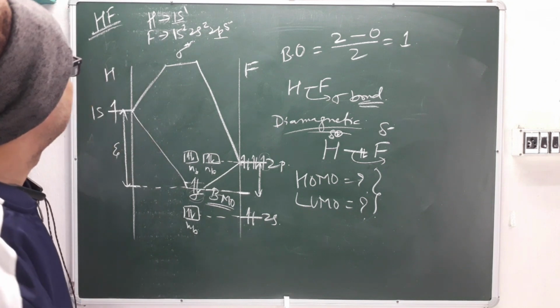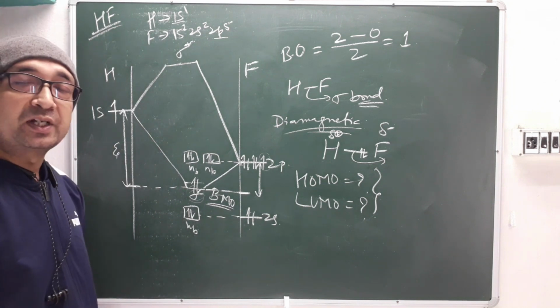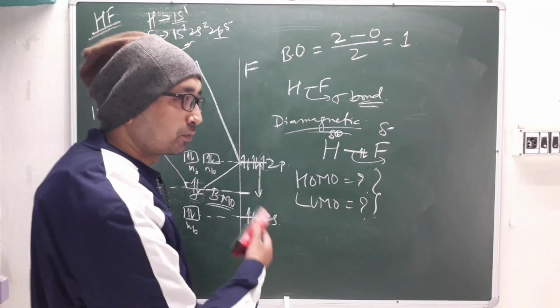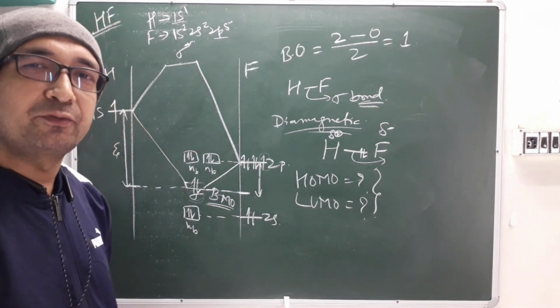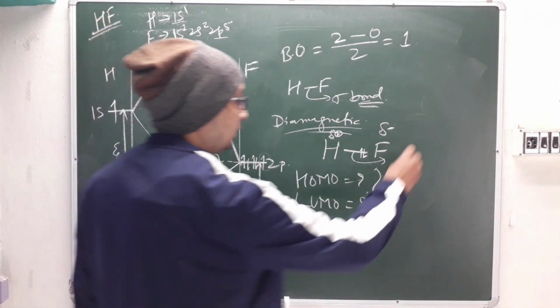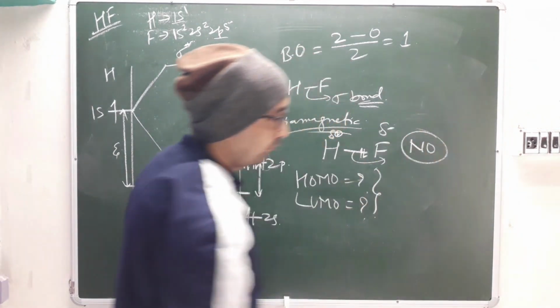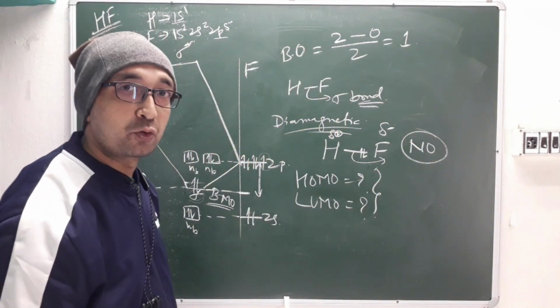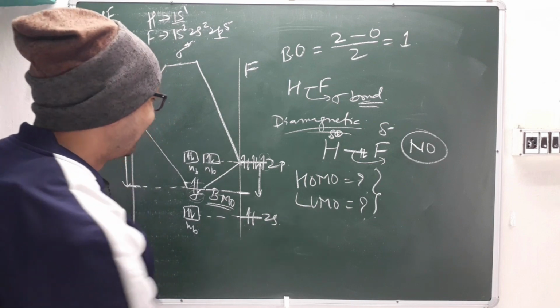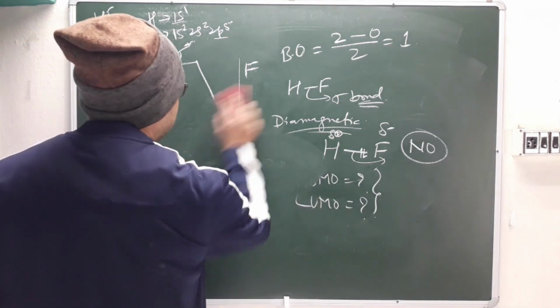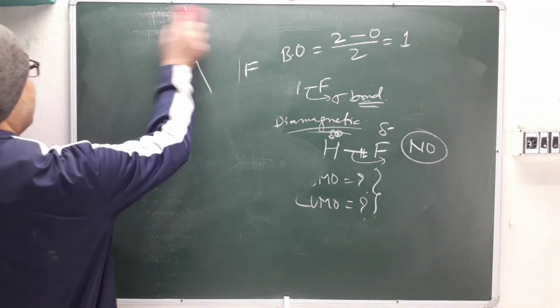So now after HF, we will take polyatomic, okay? There are so many. NO is there. You just try it for NO, this one, okay? It is not "no", it is nitrogen and oxygen. Okay, so I'm rubbing the board. We'll take polyatomic.